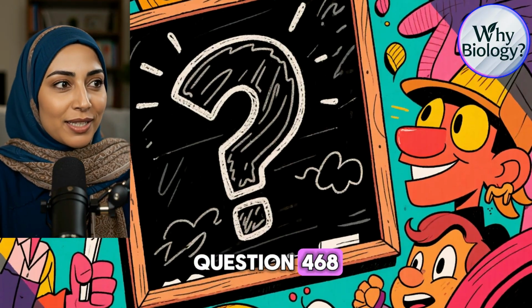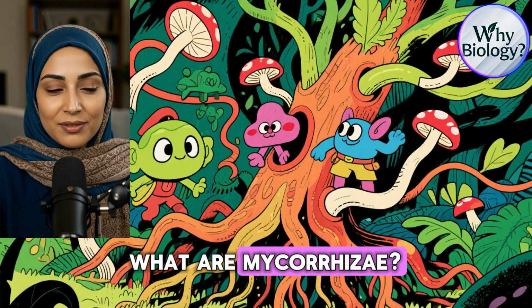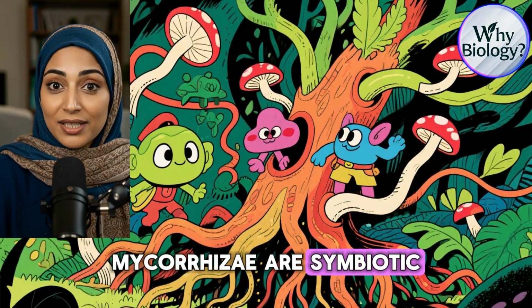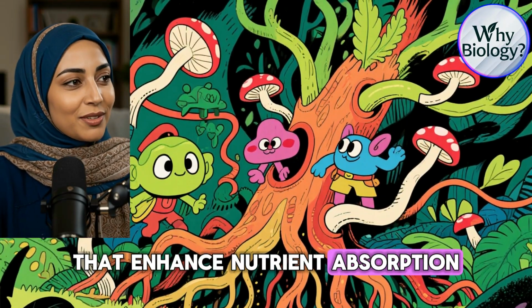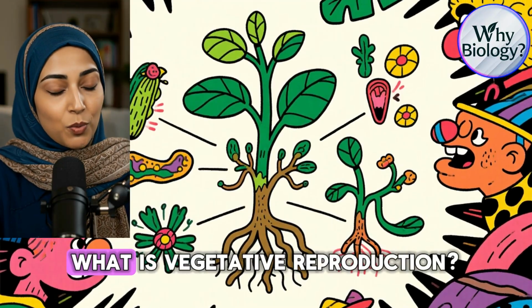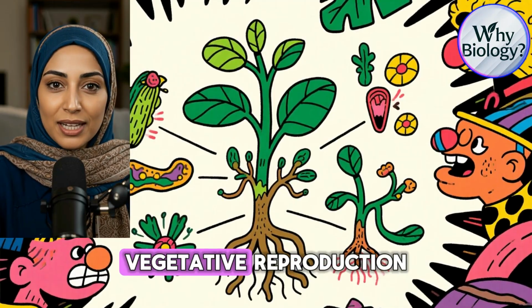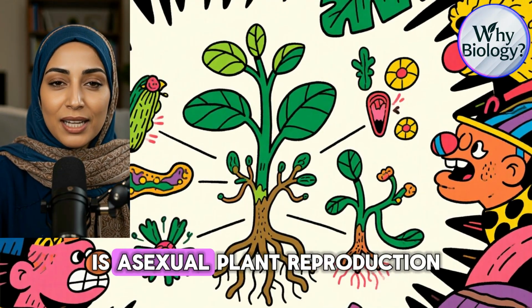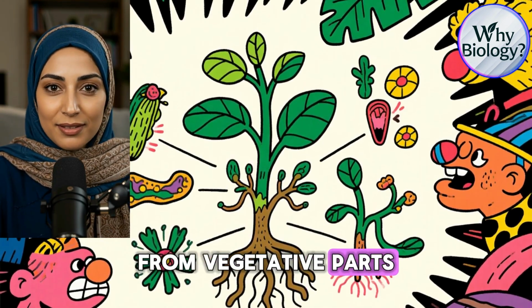Question 468. Did you know? What are mycorrhizae? Mycorrhizae are symbiotic fungi root associations that enhance nutrient absorption. Question 469. Did you know? What is vegetative reproduction? Vegetative reproduction is asexual plant reproduction from vegetative parts.